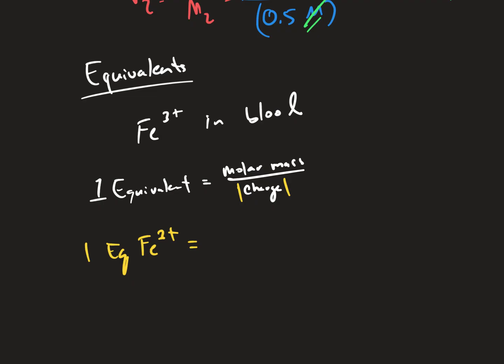Somebody tell me. 55.85 grams of iron, and then we divide that by the charge, plus 3. Well, how do we know it's 3+, guys?